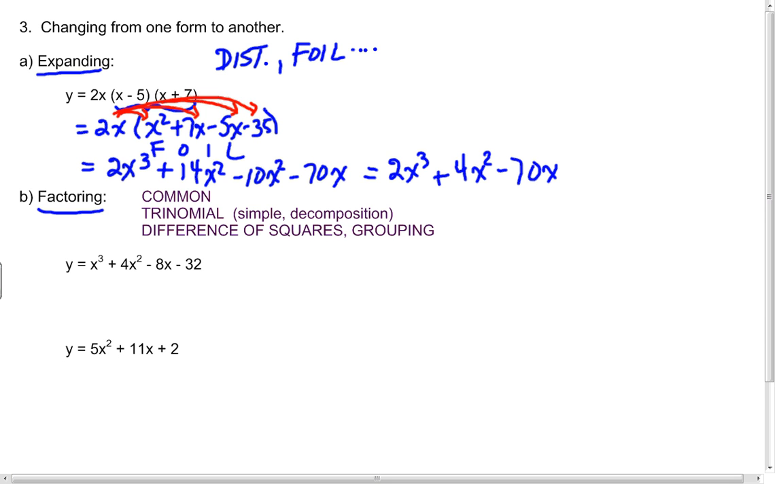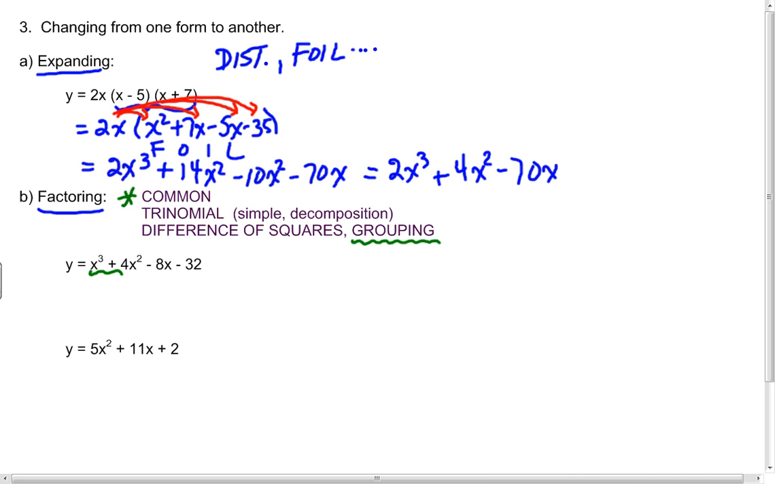Factoring, we have three things that we look for with factoring. Common factoring always first. Otherwise, trinomial, which there are simple or more difficult ones where we use decomposition. And then special things to look for are difference of squares and factoring by grouping. For the first one, my thought process would be, is there a greatest common factor for all four terms? And there isn't, other than one. So I look down further. Is it a trinomial? No, it is not. There are not three terms. So it is either a difference of squares or factoring by grouping. Difference of squares only has two terms, so it is factoring by grouping.